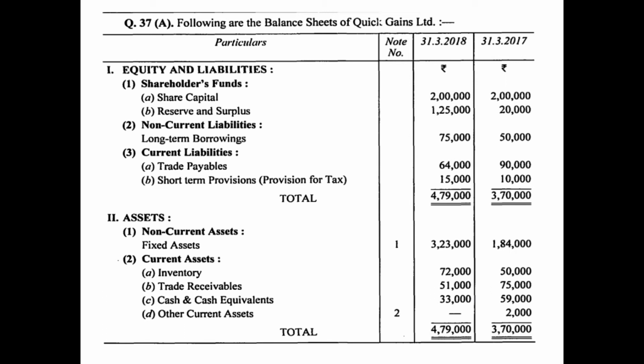Then cash and cash equivalents, last year it was 59,000 and current year it is 33,000. So the last year balance of 59,000 will be added to the subtotal of part A, operating activities, part B, investing activities, and part C, financing activities, and ultimately it should come to the total of the closing balance, that is 33,000. And the last one is other current asset. Last year it was showing 2,000, current year it is showing nil. That means there is a decrease, but we'll have to see the note number 2 also.